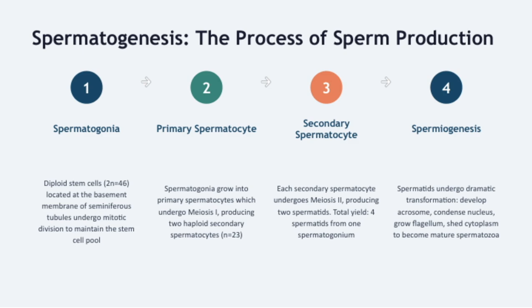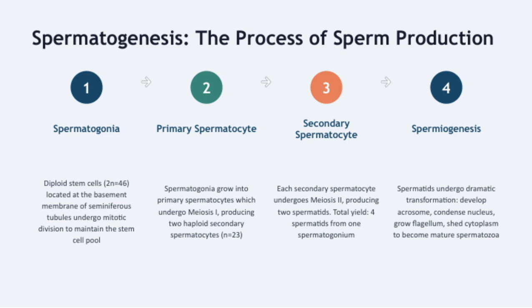Next, some of these spermatogonia grow into primary spermatocytes. These are larger cells that will undergo the first meiotic division, called meiosis I. As a result, each primary spermatocyte produces 2 haploid secondary spermatocytes, each containing 23 chromosomes.